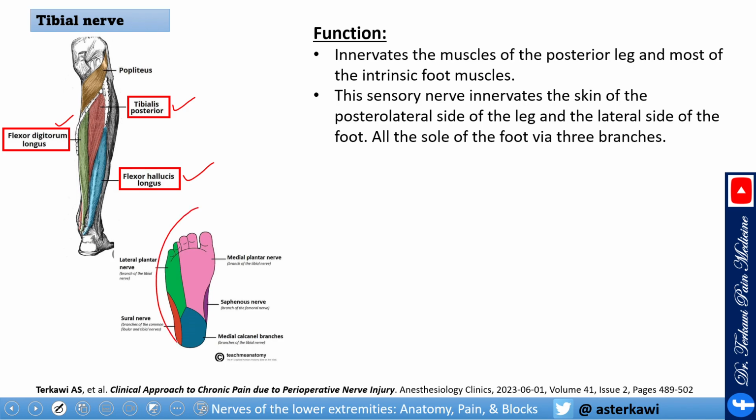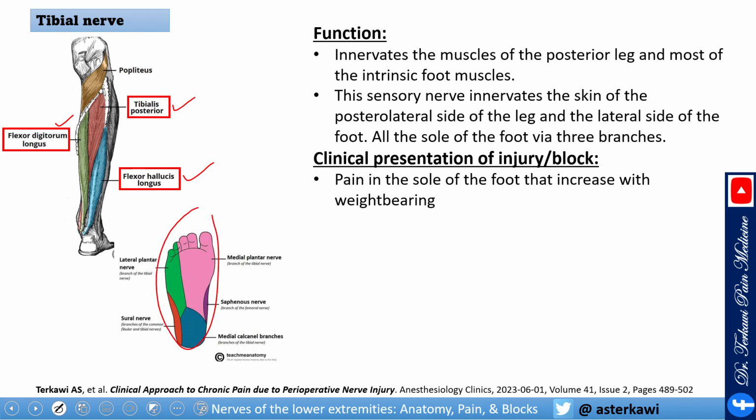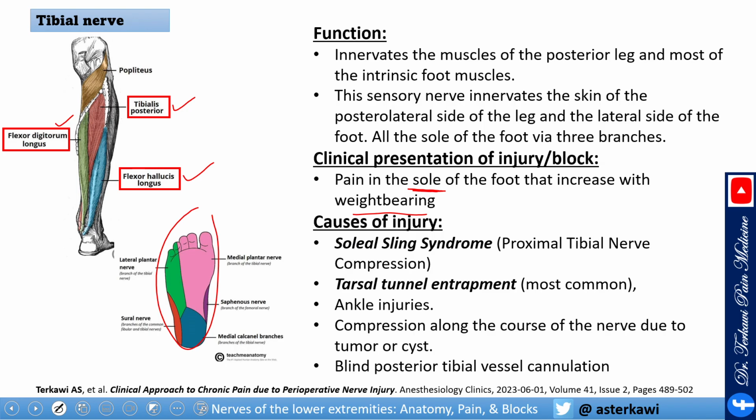And we looked at the sensory innervation. So when you have a pain related to the tibial nerve, mostly it's in the entire sole of the foot, unless you have a specific branch injured. And typically this pain increases with weight bearing. So causes of injury, starting from above, we have the soleal sling syndrome, which is a proximal tibial nerve compression.